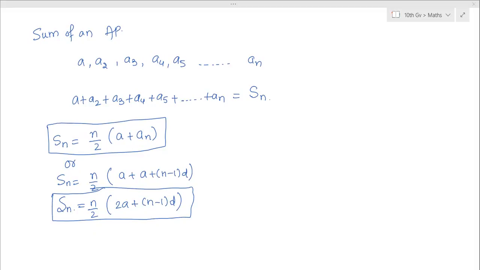Ma'am, NCERT 5.3 exercise, right? Yes. Before that, questions we have to solve.